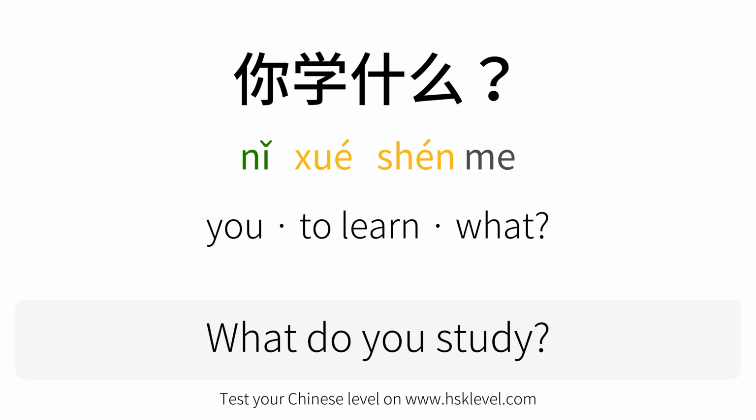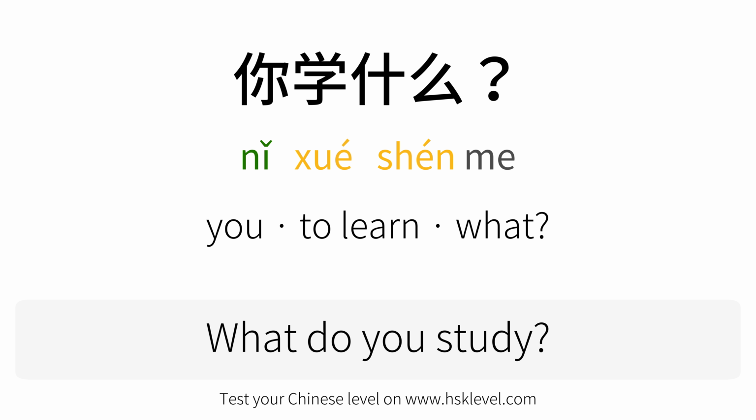Today we are going to look at a very simple sentence. 你学什么? This sentence means what do you study, in English. Let's break it down into chunks and see how it works. The first chunk is 你. This is a pronoun that means you.